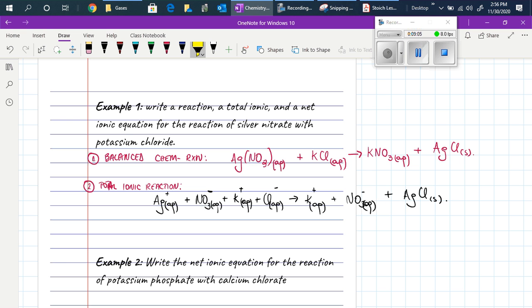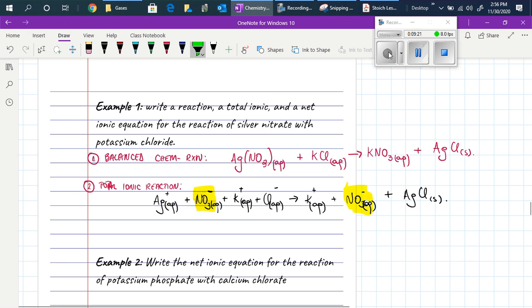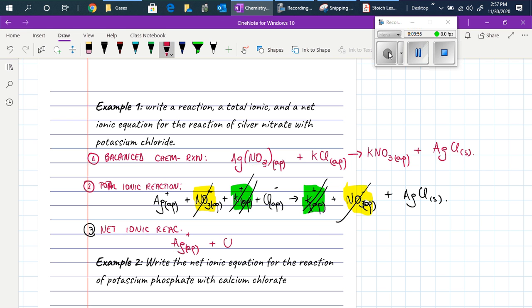So now, what do we have in common on both sides? NO3- and NO3-, and potassium and potassium. Whatever is the same cancels out. This being the total ionic reaction, the net ionic reaction will be whatever is left: Ag+ in aqueous solution plus Cl- in aqueous solution gives AgCl solid. Okay.